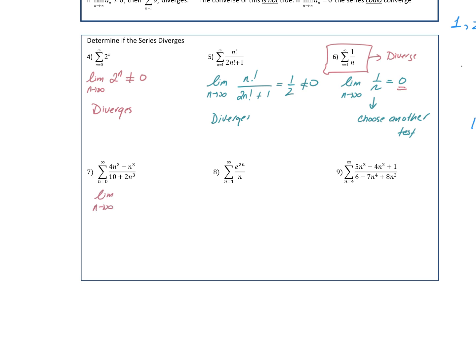Limit as n goes to infinity. I take the highest exponent here. I'm just going to write a sub n right now. So I have -1 over 2, which again does not equal 0. So this is going to diverge.